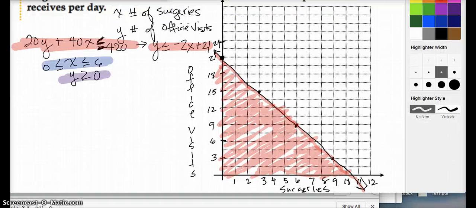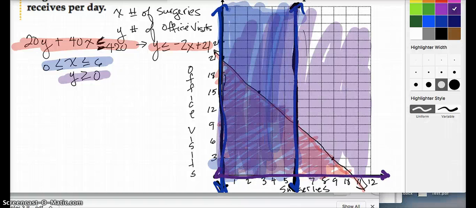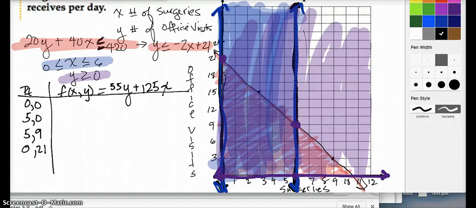So I color coded them, rearranged this one so I could graph it pretty easily, and here's the graph of that constraint or that inequality. Let's do the others. Here's our blue constraint, or our blue inequality, that refers to surgeries. And here's our purple constraint as well. And so the next thing we need to do is check out the boundary markers on this particular feasible region. And so these points were easy to find. I didn't have to do any systems of equations.